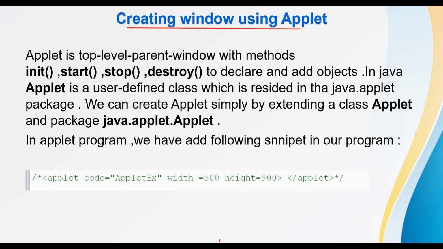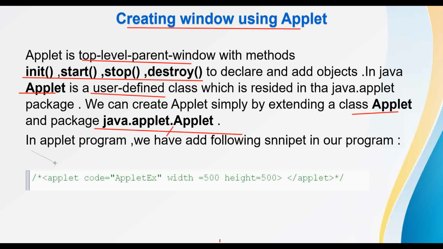As we know, Applet is a top-level parent window with methods like init, start, stop, destroy to create and add objects. In Java, Applet is a predefined class residing in the applet package. We can create an applet window by extending the class Applet from the package named java.applet.Applet. Guys, do not confuse here. The first applet is with a small a and the last Applet is with a capital A.